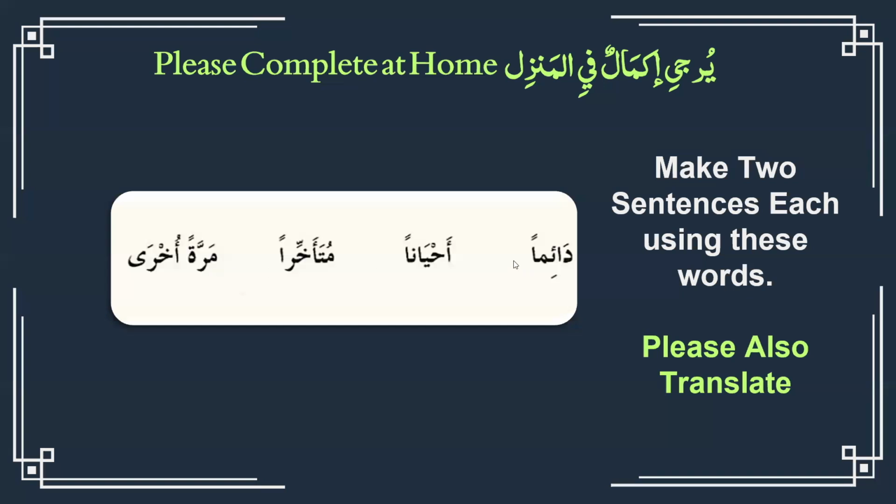What's our homework? This is the homework. I'll show you one more time. It's on the last screen that I showed. If you look at the screen, these 4 words, you have to translate. You have to make 2 Arabic sentences for each of these words, so a total of 8 sentences you have to make. 2 sentences for daiman, 2 sentences for ahyanan, 2 sentences for mutaakhiran, 2 sentences for marratan ukhra, and then translate those Arabic sentences as well. This is the only homework you have. Okay?